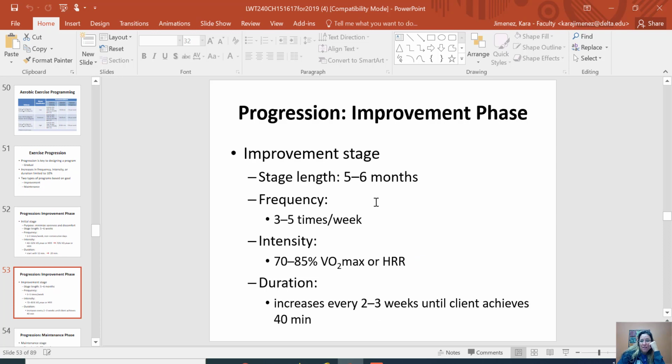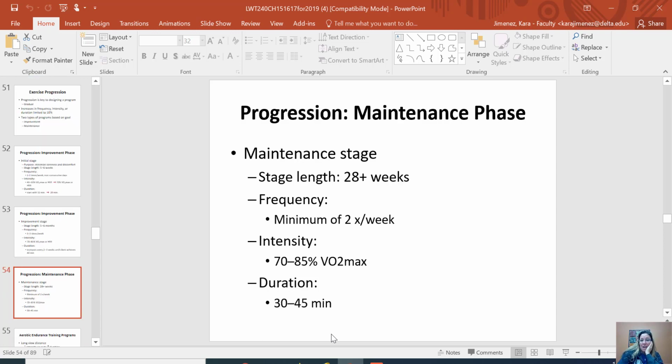The improvement phase is anywhere from 5 to 6 months. So you're doing 3 to 5 days a week, your intensity goes up from 70 to 85% of heart rate reserve, and your duration increases every 2 to 3 weeks until they reach a maximum of 40 minutes, okay?